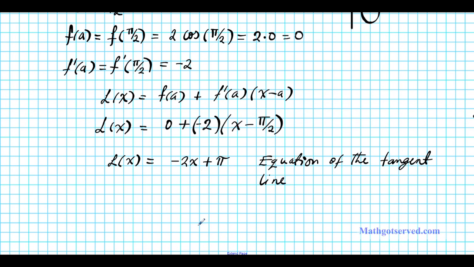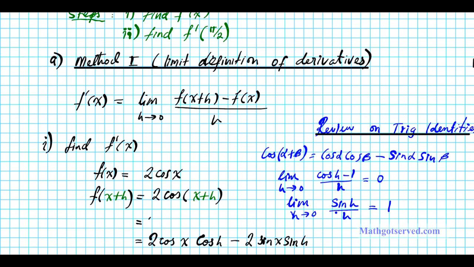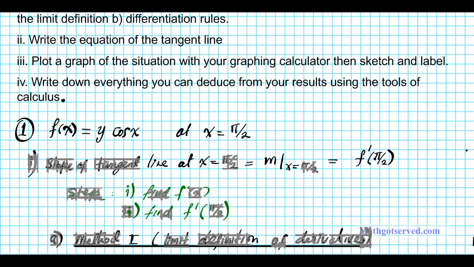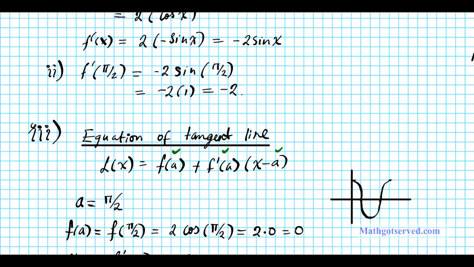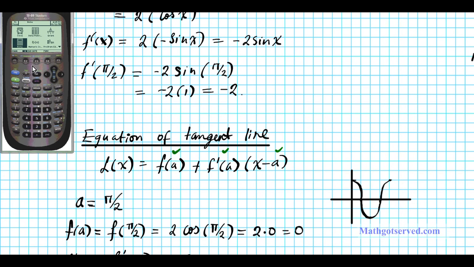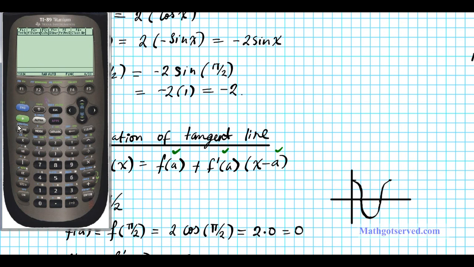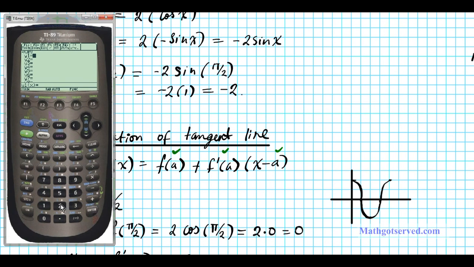We are also instructed in part, let me just go back to see what the question says. We're asked to plot the graph and sketch and label. Okay, plot with our graphing calculator, then sketch and label. Okay, let's go ahead. I'm going to be using the TI-89 Titanium. Pretty powerful calculator for calculus. So let's go to the graphing window. We're going to input 2 cosine x, enter. That's the function we're graphing. Let's graph it.